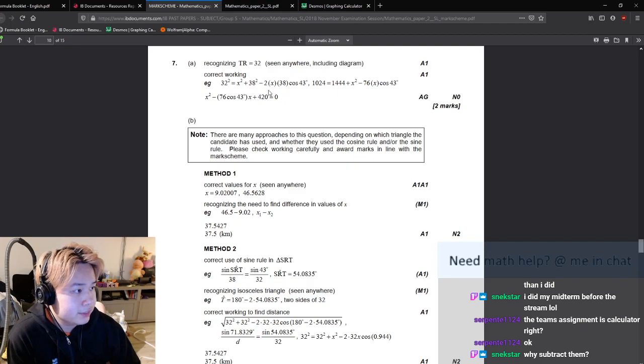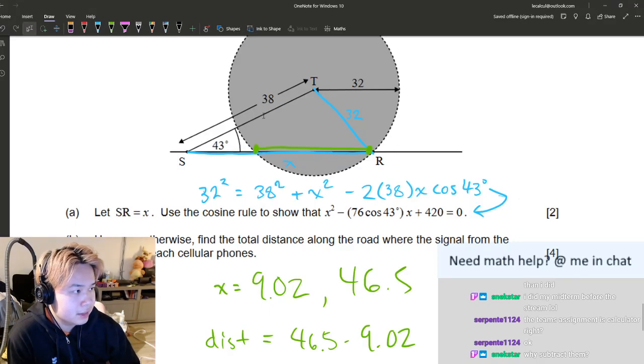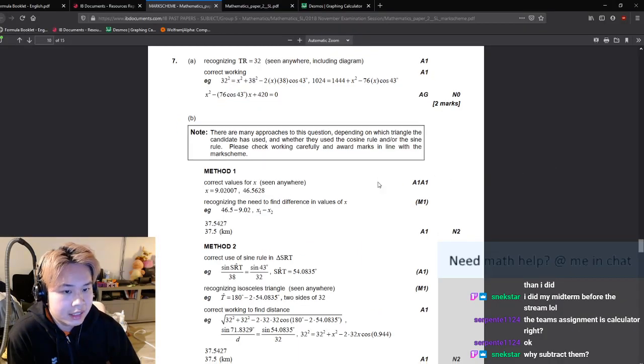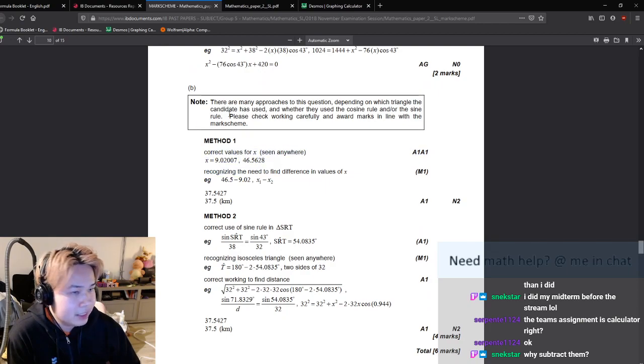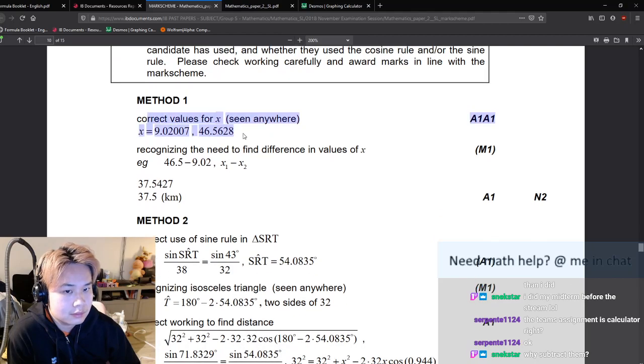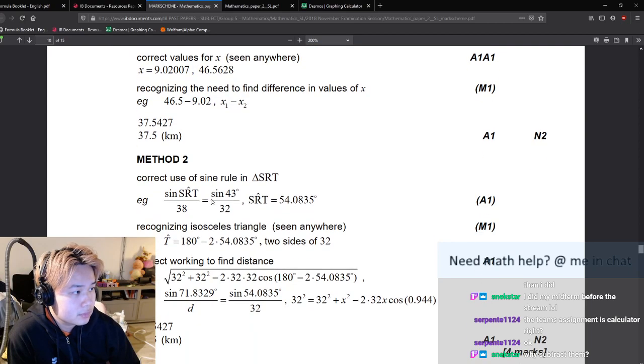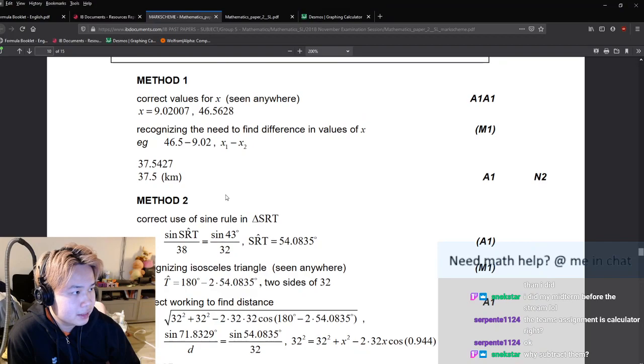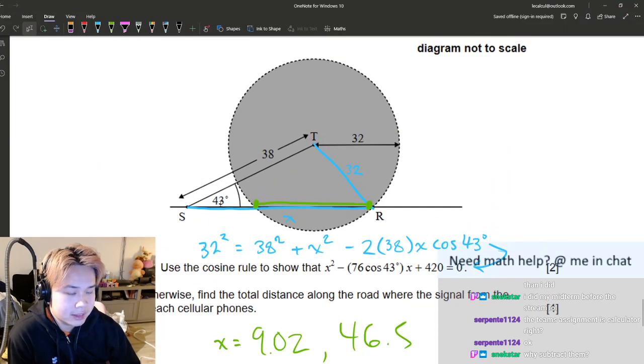So part 1 is very straightforward. You just use the cosine law on this triangle I drew. And then you end up with this expression. And then you can get the correct values of x. And then it just says here, you get 1 mark for realizing you just subtract the x's. Of course you can use Sine Rule too, but I wonder why this is the case.